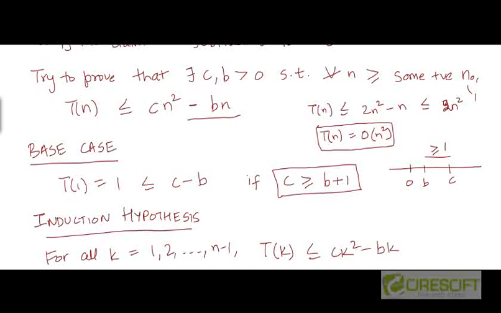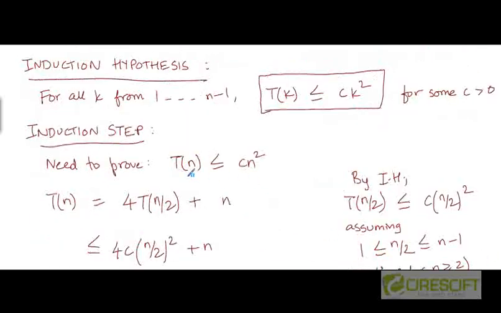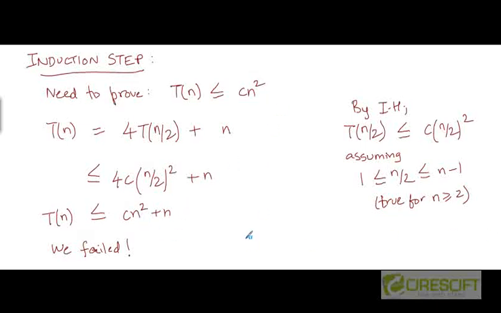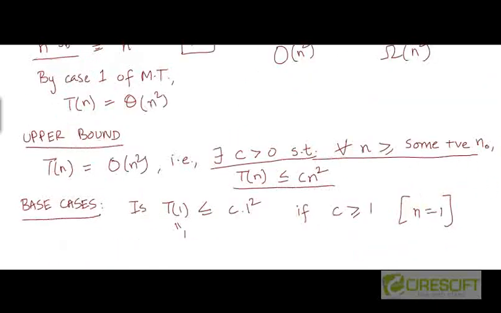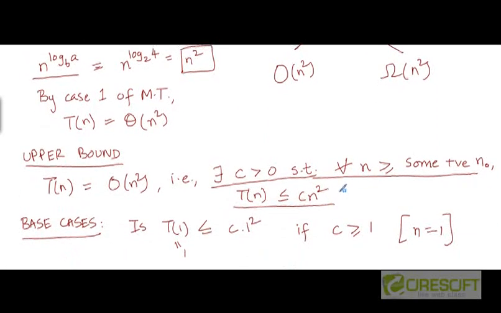Again, this proof was not straightforward, because when we tried a straightforward approach of trying to prove directly that T of n is less than or equal to some constant multiple of n square, the proof did not go through. So we had to again subtract a lower order term. You can actually verify that if we had added a lower order term, if we had made the original claim T of n is less than or equal to Cn square plus some Bn, let me do that in a different color.